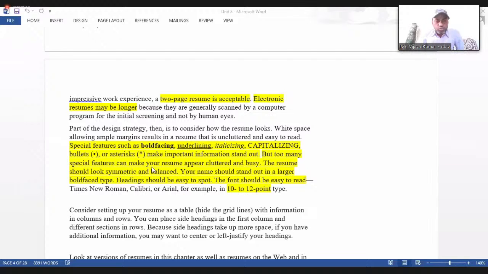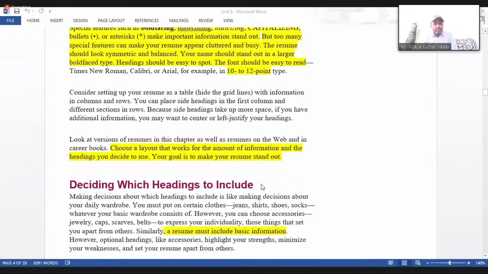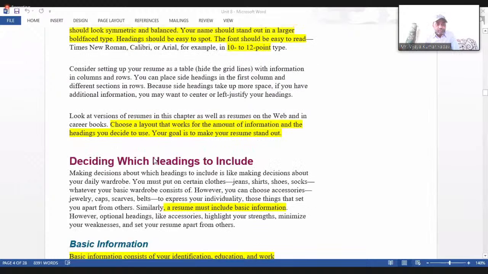Okay, but too many special features can make your resume appear cluttered and busy, so don't use these features a lot. The resume should look symmetric and balanced. Your name should stand out in a large boldfaced type. Your name should be boldfaced. Headings should be easy, and the font size, that is the size of the letters that you type, should be 10 to 12 point, minimum 10, maximum 12 point type when you type the things. Okay.